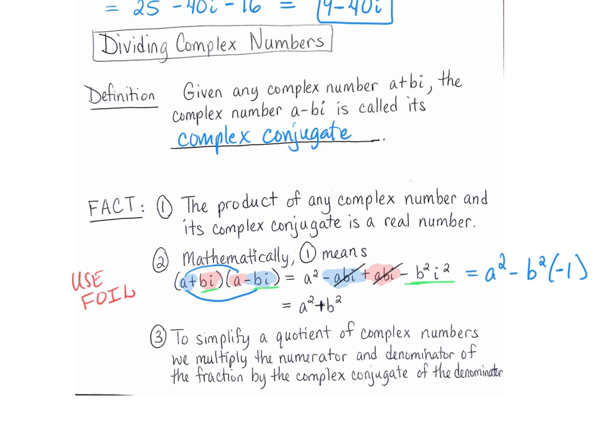So the takeaway from these facts is to simplify a quotient of complex numbers, we multiply the numerator and denominator of the fraction by the complex conjugate of the denominator. Okay? A lot said here, but let's repeat it. Whenever you have a fraction that has a complex number in the denominator, to simplify that, you multiply both the numerator and denominator by its complex conjugate. Okay? That's what we'll have to do.